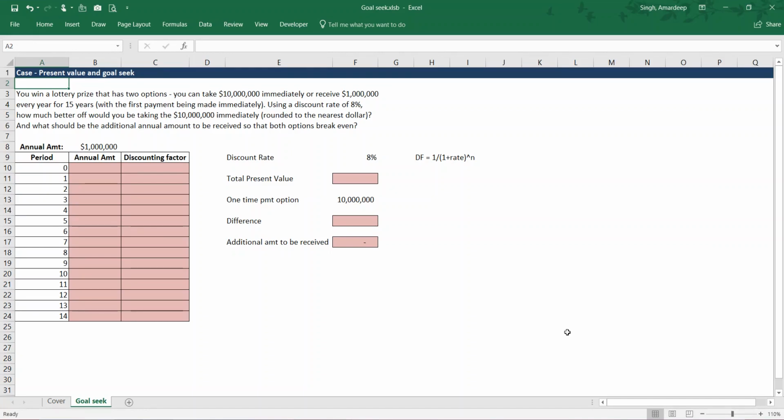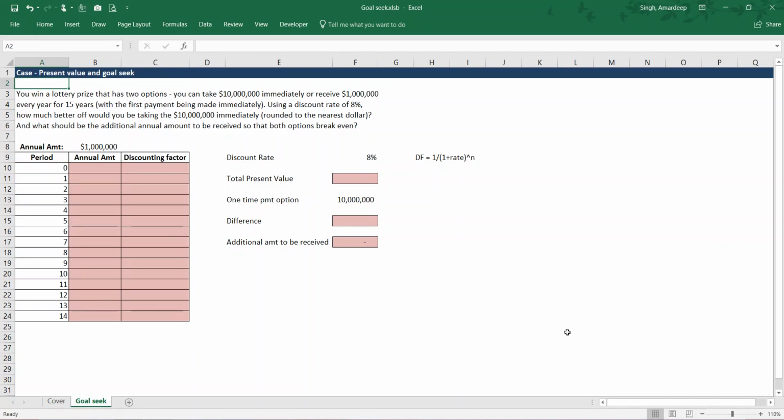Alright, now here comes another principle, which is the present value concept, because $1 million that you would receive after 1 year will not be worth $1 million as of today. So whatever annuity payment of $1 million that you will receive for the next 15 years will have to be discounted to arrive at the present value, so that we can compare it to the first option value of $10 million.